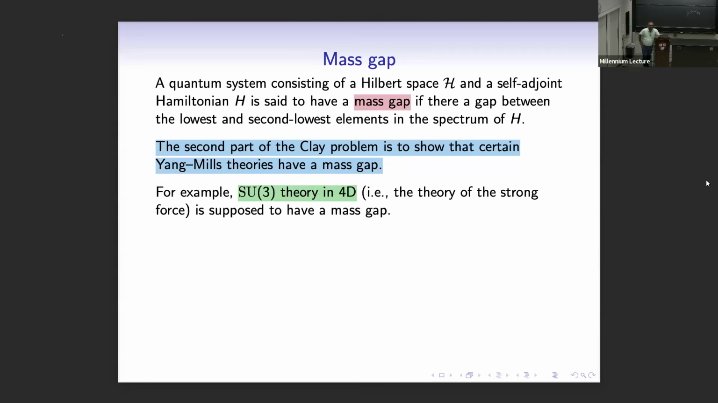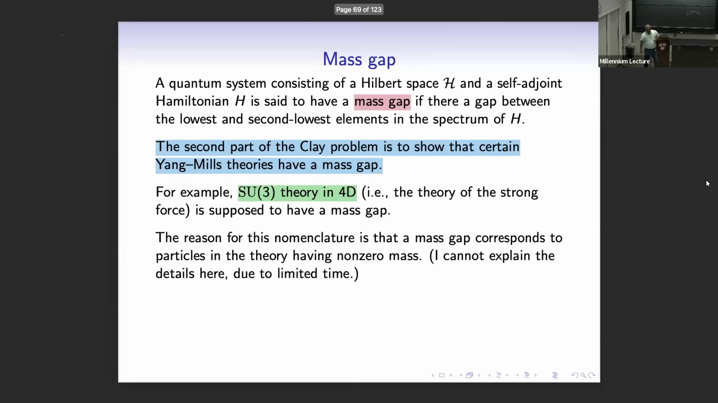So for example, SU3 theory in four dimensions, that's the theory of the strong force, is supposed to have a mass gap. Okay, if you can construct the theory for the group SU3 or the Lie algebra su3, equivalently, in 4 dimensions, then you have gotten your hands on the Hamiltonian and on the Hilbert space, and then you show that this Hamiltonian has a gap in the spectrum. So the reason for this nomenclature is that mass gap corresponds to particles in the theory having non-zero mass, and I don't have time to explain that.